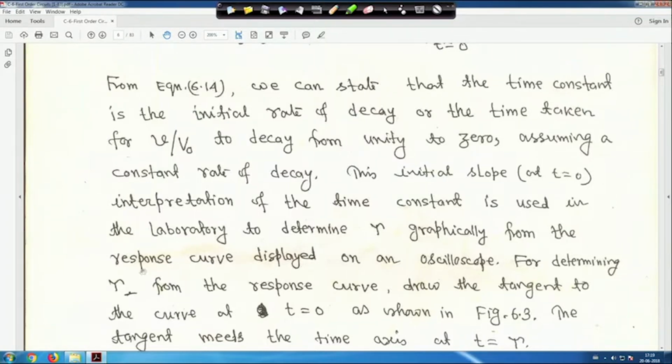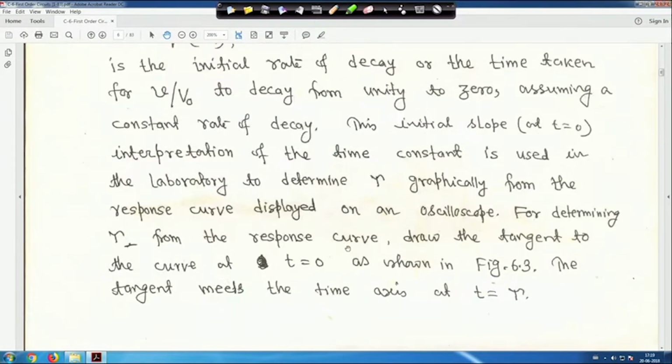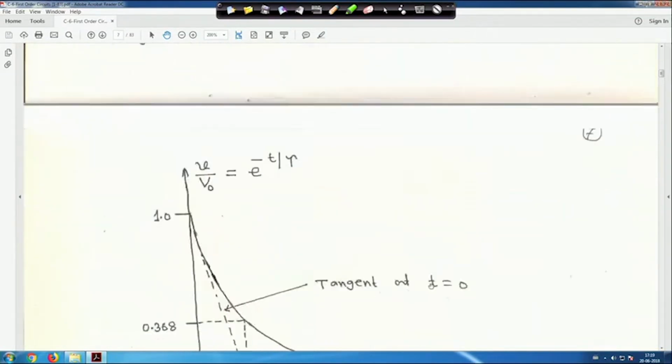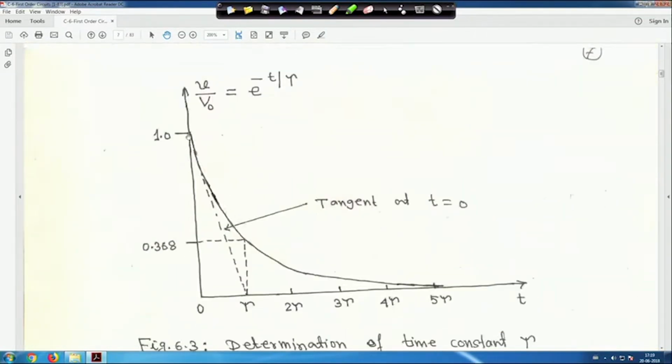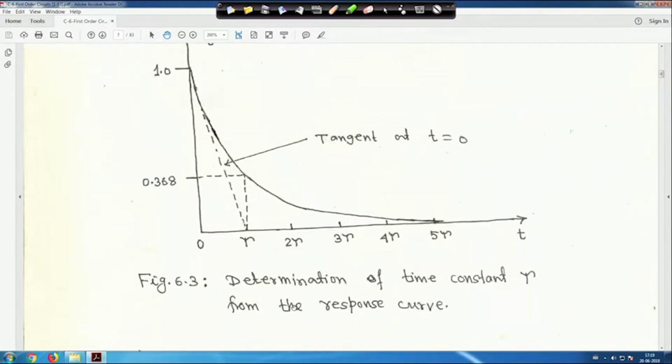So, for determining tau from the response curve, draw the tangent to the curve at t is equal to 0. The tangent meets the time axis at t is equal to tau. That means at t is equal to 0, if you draw a tangent, it will meet here at tau, right. So, this is the determination of the time constant tau from the response curve.